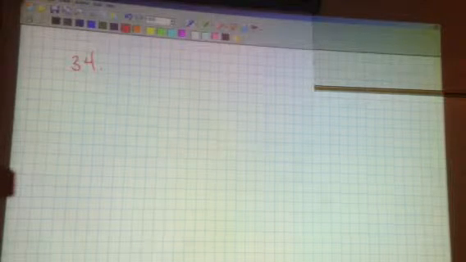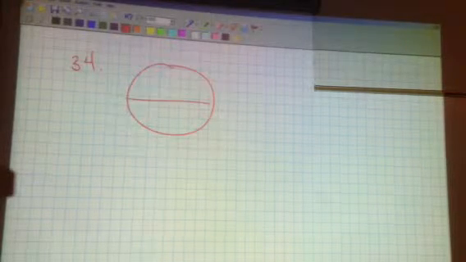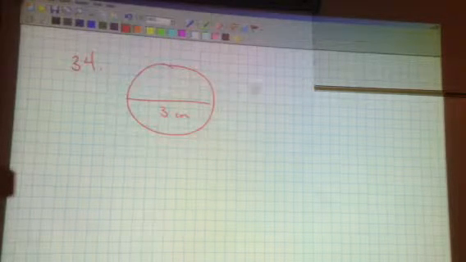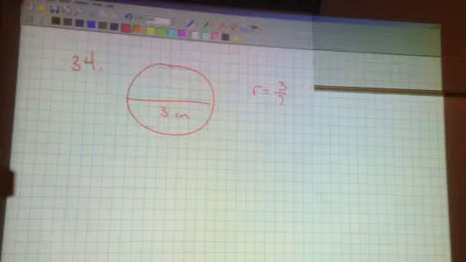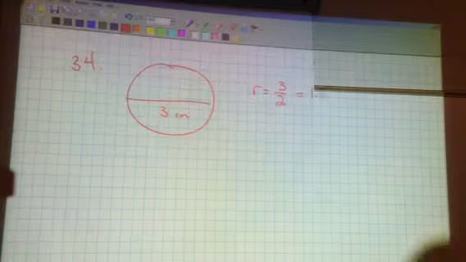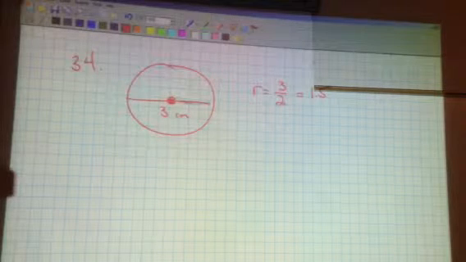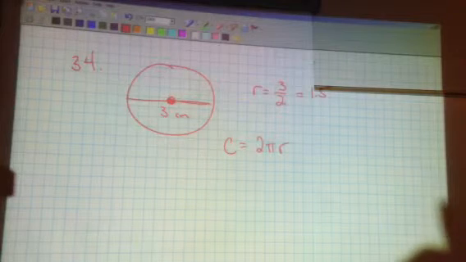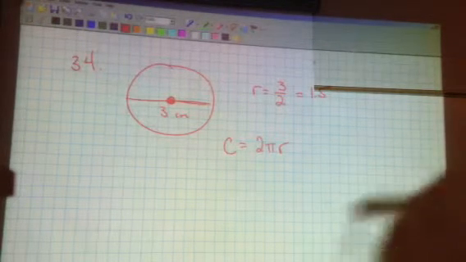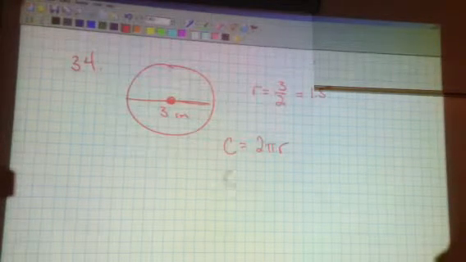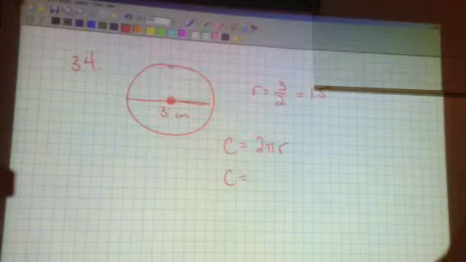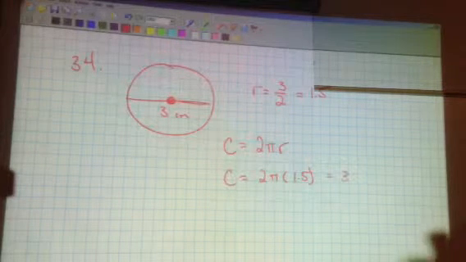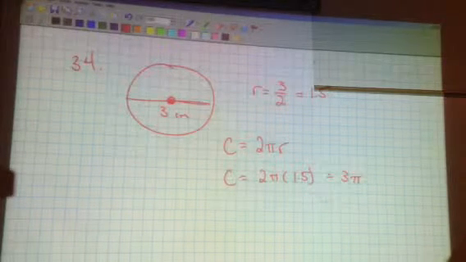34, what is the circumference? So they give you this circle. Here they tell you the diameter that cuts all the way across is 3 centimeters, which makes the radius 3 divided by 2. You have to cut that in half, or 1.5 centimeters, because the radius goes from the middle to the edge. And the circumference formula is 2 pi r. Some people call it C equals pi times the diameter. Either way it works, but traditionally you see it as 2 pi r. So I would plug in 2 pi times 1.5, and you're going to get 3 pi.